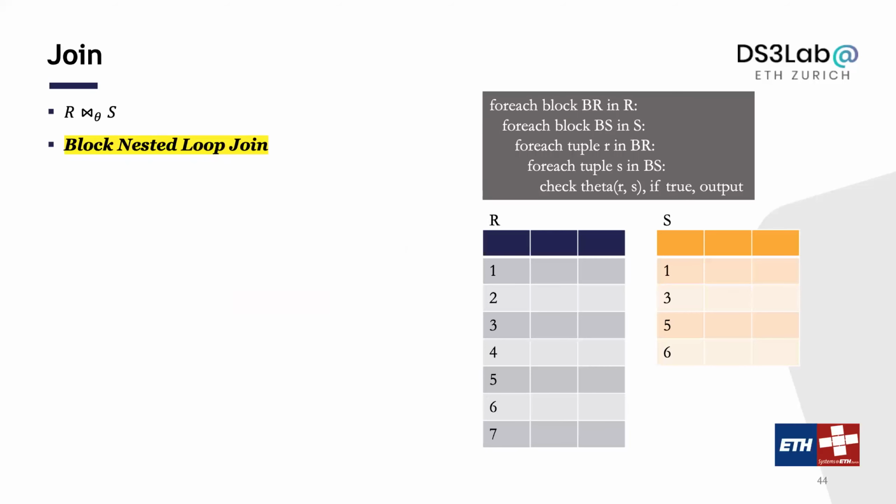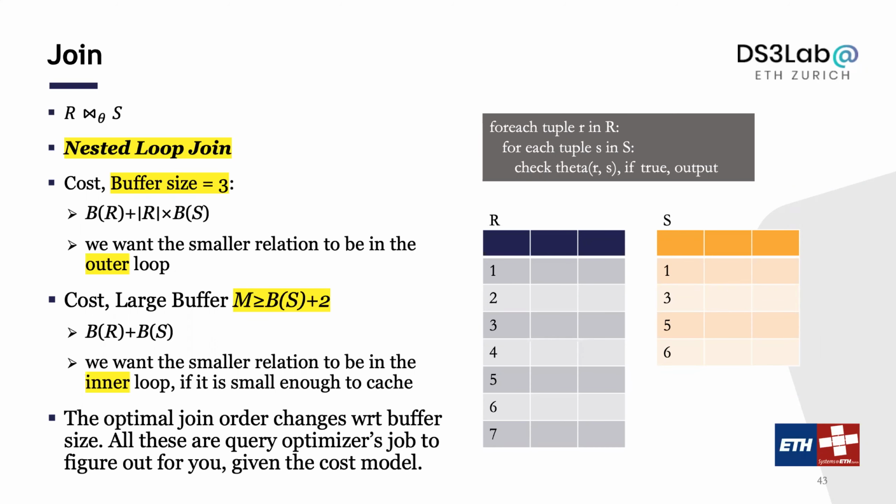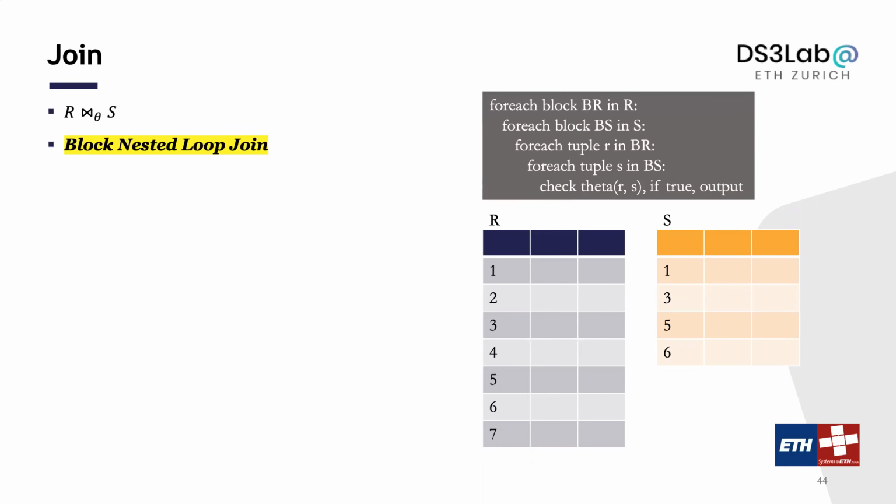Yeah. So fortunately, this is not the only choice we have. We can do so much better than a simple nested loop join. A very simple optimization over this is something people call block nested loop join, which is very simple. So here's the algorithm.